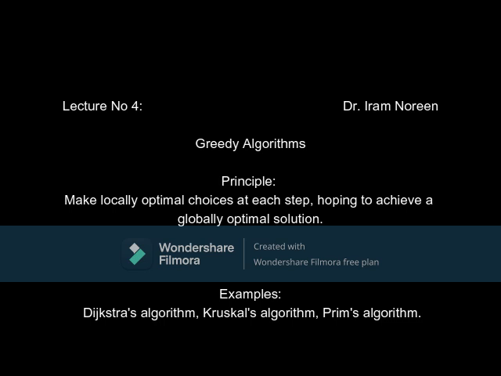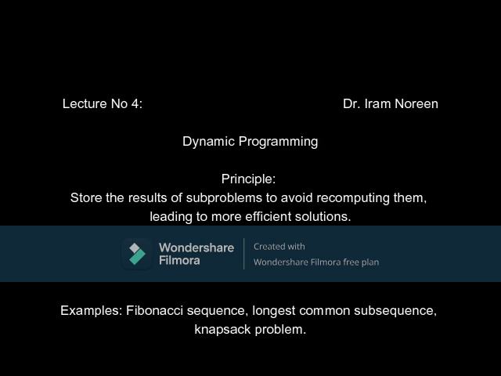Greedy algorithm. Principle: make locally optimal choices at each step, hoping to achieve a globally optimal solution. Examples: Dijkstra's algorithm, Kruskal's algorithm, Prim's algorithm.